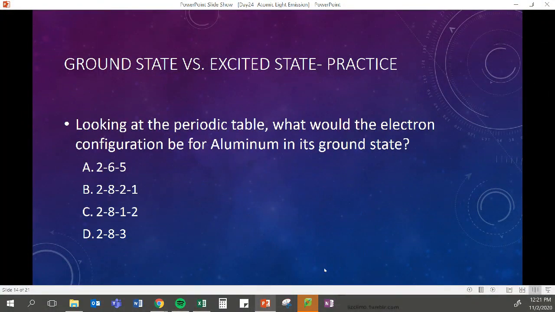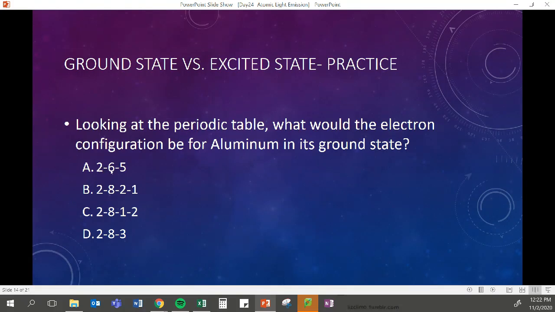Okay, so looking at the periodic table, what would the electron configuration for aluminum in its ground state be? So try this one. Okay, this one is 2, 8, 3. I probably shouldn't use aluminum again. But anyway, we can look easily at the other ones to tell why they are excited states, right?